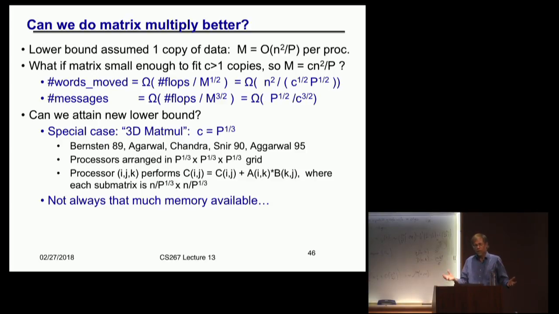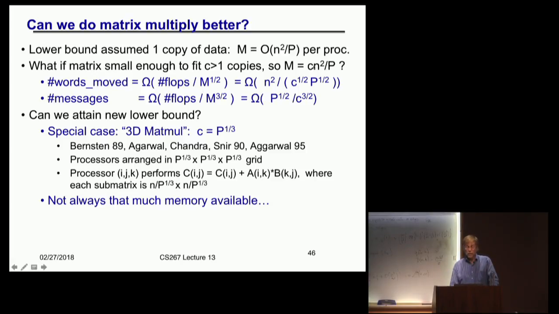So the question is, why would you want to use more memory? It turns out that if you replicate the data, make extra copies of your A and B matrices, you can actually communicate less and still hit the lower bound. And so let me tell you what this new lower bound is, and then what the new algorithm is. So let's suppose that instead of just one copy of the data, I can fit C copies of the data. And C is a parameter depending on your hardware.